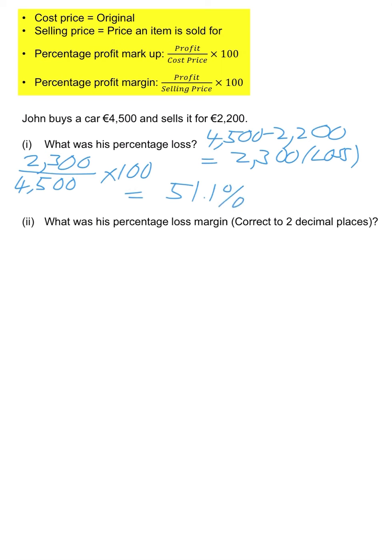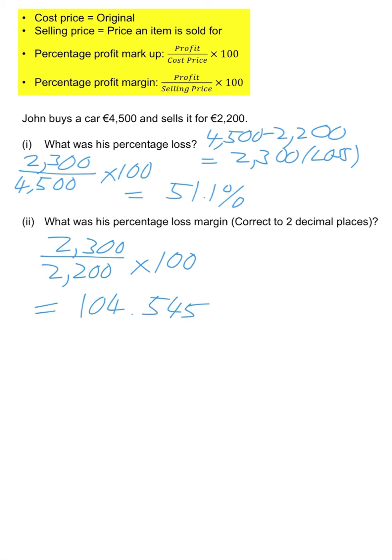His percentage loss margin now, so this is going to be his loss over what he sold it for. So we already know his loss is 2,300 over what he sold it for now, which was 2,200, and multiply by 100. And this is equal to 104.545, and it's corrected to 2 decimal places, so this would be 104.55%, because we're going to round up.